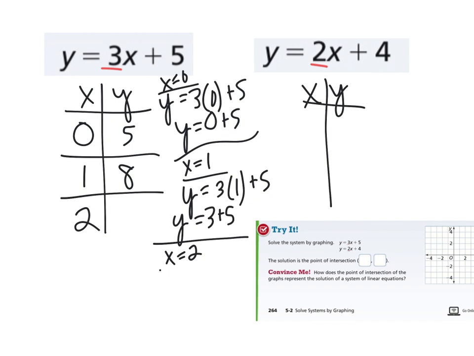And if we put a 2 in for x, we got 3 times 2 is 6, plus 5 is 11. So those would be 3 points on that graph. And then we can do the same thing with the other equation.